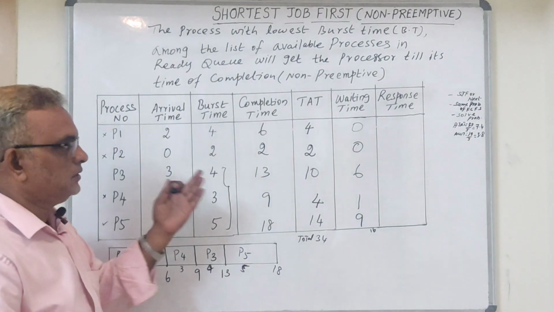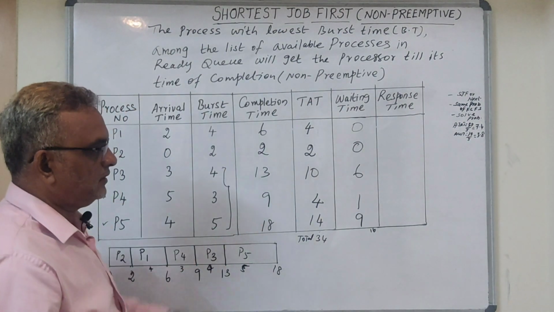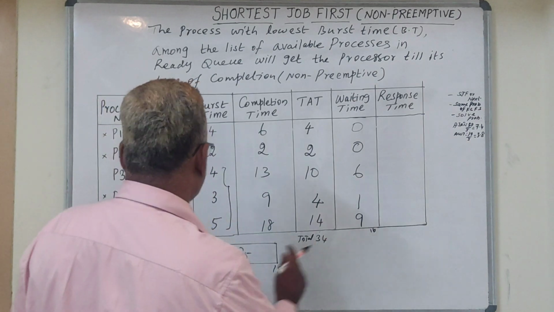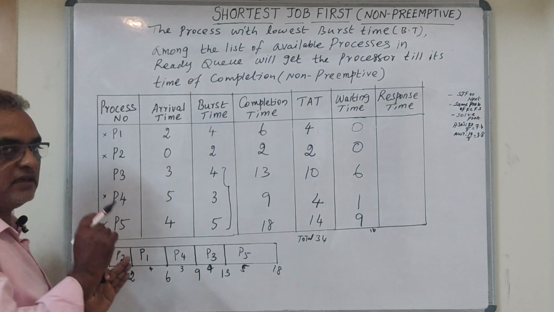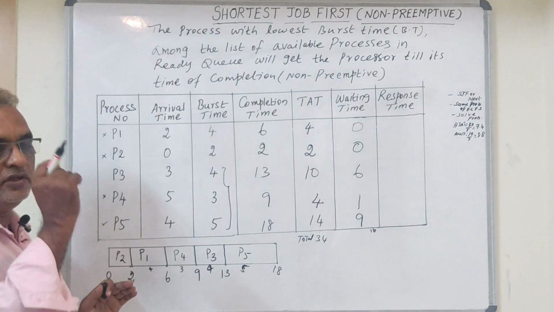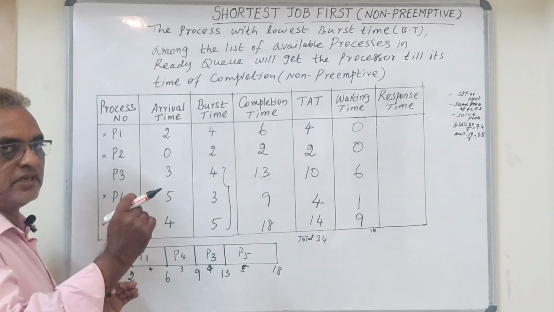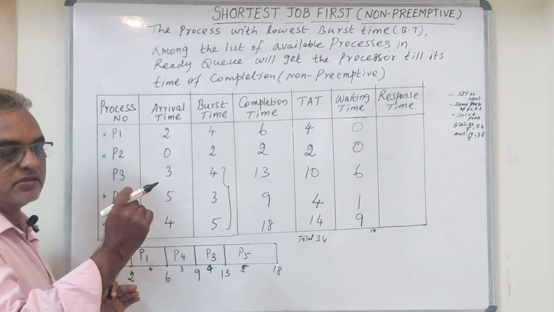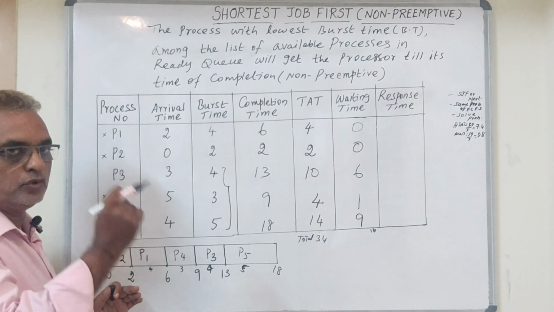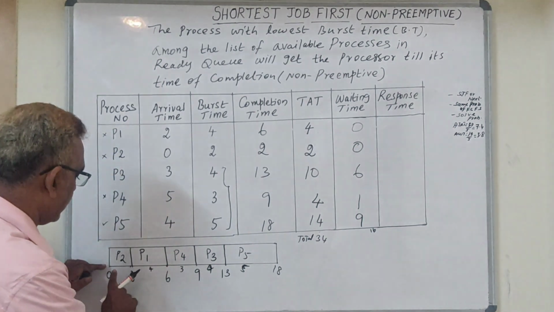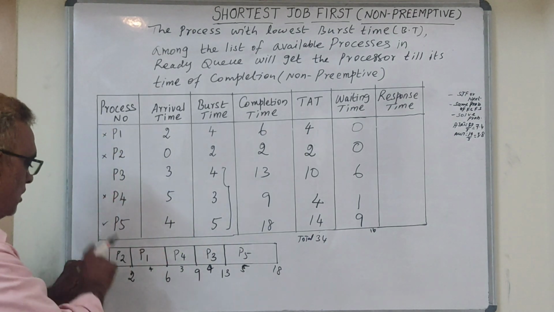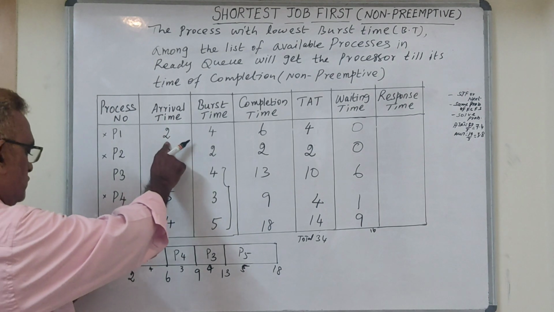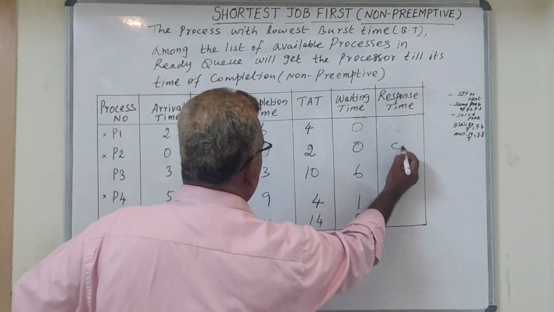Okay. So now we can also calculate the response time. Response time can be calculated from the starting time of the process, that is the very first time when the processor is allocated to the process. That is the starting time. For example, for P2 it is 0. So starting time minus arrival time, 0 minus 0 it is 0.